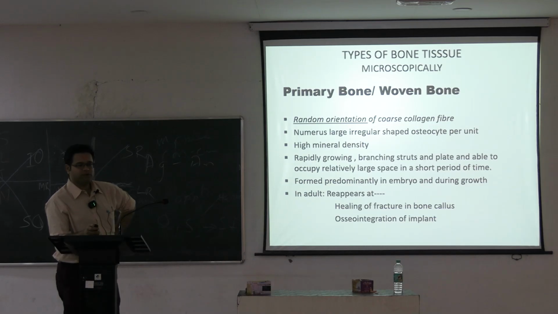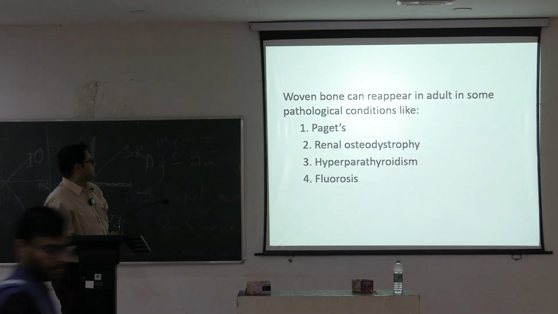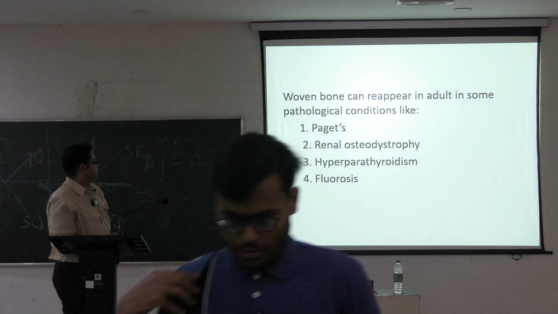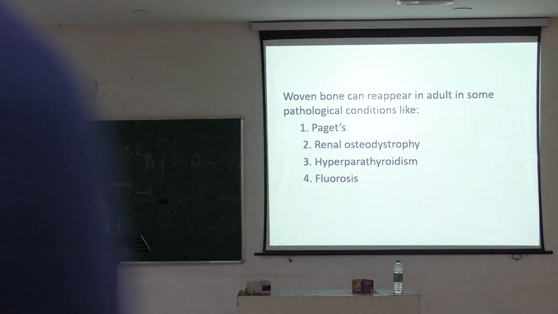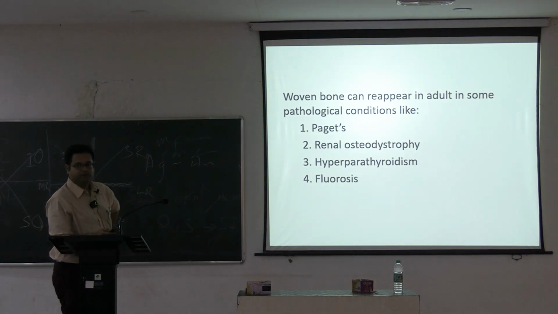So basically, woven bone is the first bone which is created whenever there is an injury in the bone, whether there is a fracture or a new implant has been put. It's largely a disorganized mass of bone. Now, without a fracture, these are a few cases you should remember, some diseases where woven bone can reappear. This is pathological. So, it can reappear in Paget's disease, in renal osteodystrophy, in fluorosis, and in hyperparathyroidism.